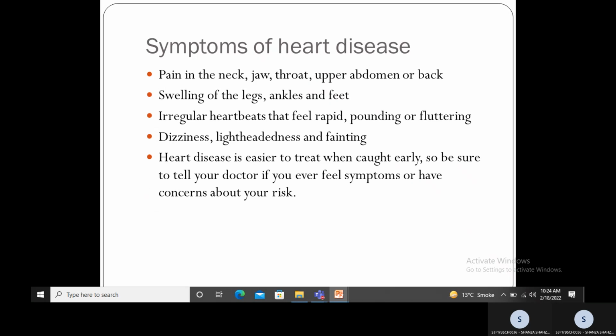The other symptoms are pain in the neck, jaw, throat, upper abdomen or back, swelling of the leg, ankle, and feet, irregular heartbeat that feels like rapid pounding or fluttering, dizziness, lightheadedness, and fainting. Heart disease is easier to treat when caught earlier, so be sure to tell your doctor if you ever feel symptoms or have a concern about your risk.